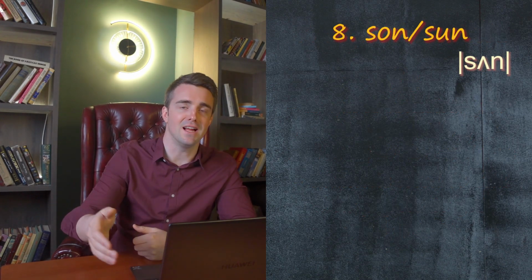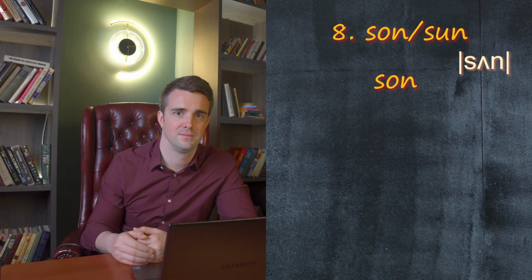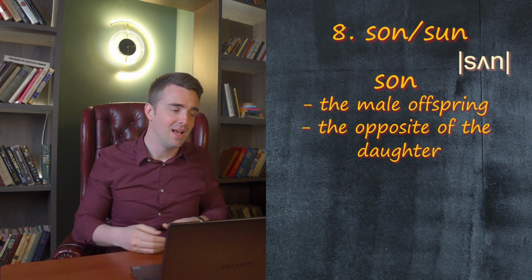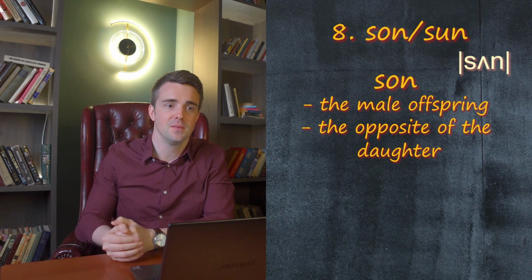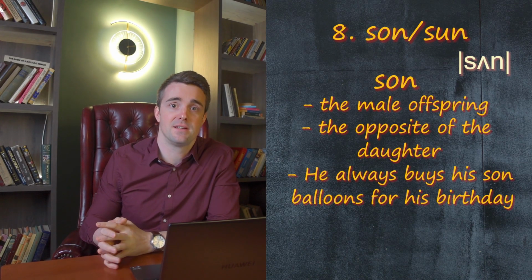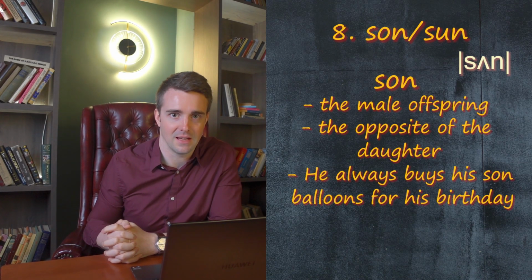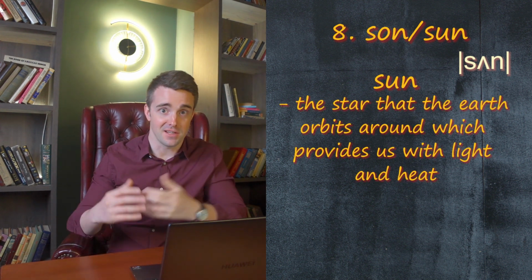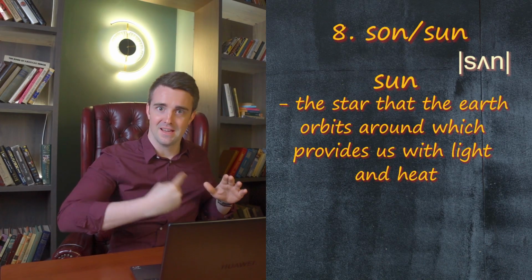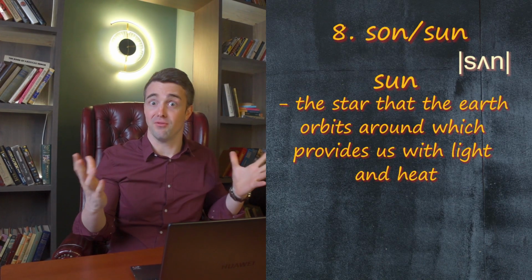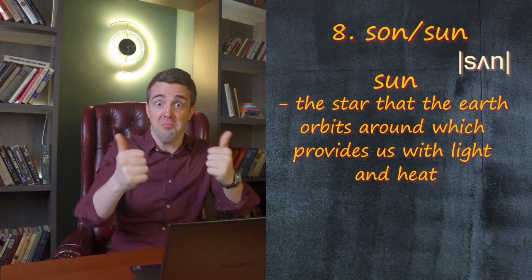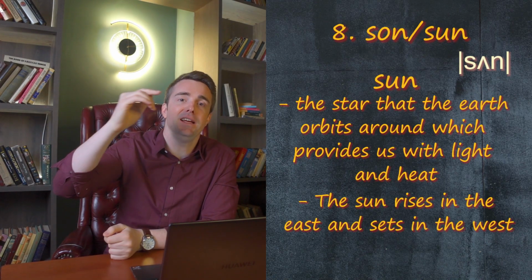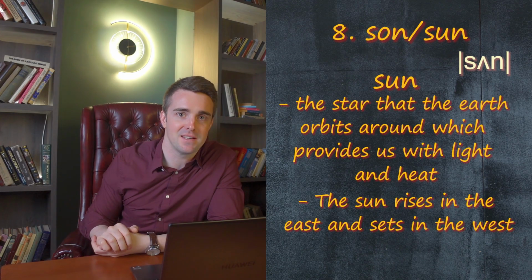Then we will look at son and sun. So son is the male offspring, the opposite of the daughter. For example, he always buys his son balloons for his birthday. And then there's sun, which is the sun, the star that the Earth orbits around, which provides us with light and heat. Fantastic. So, for example, the sun rises in the east and sets in the west.